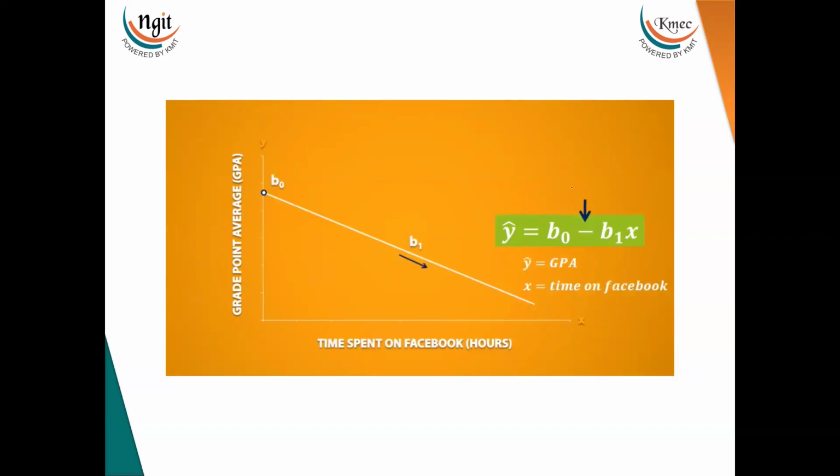If it's the same example, if the time spent on Facebook increases, the GPA gradually decreases. So that's why our formula will become minus. Why? Because it is gradually decreasing. So in this way, we are going to calculate the y value.